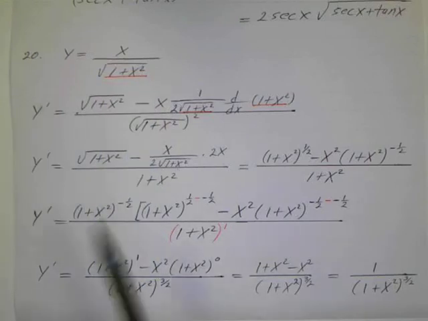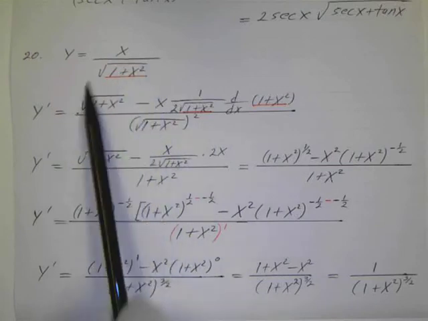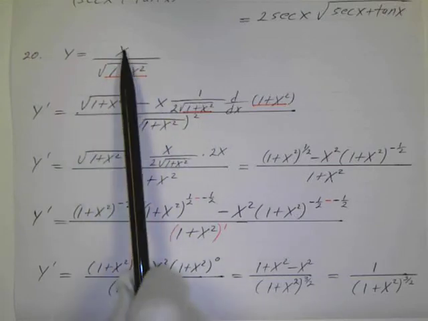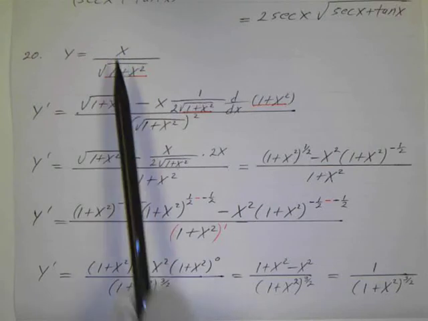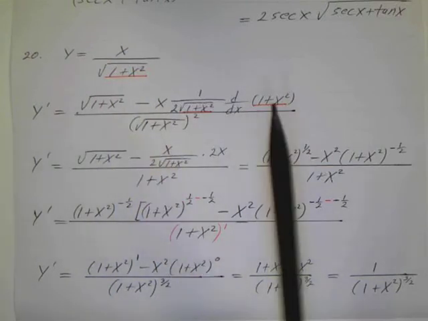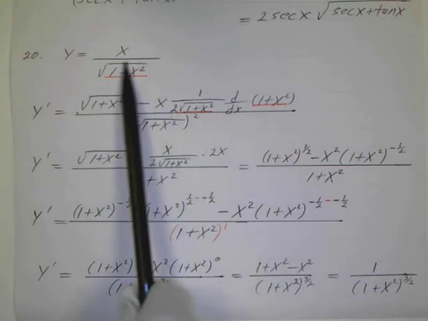So I'm going to use the quotient rule, so it's going to be low d high. So low is just this, the square root of 1 plus x squared, not taking the derivative of that. D high times the derivative of x, and the derivative of x is just 1, so I can just leave that. Less high d low, and this is where it gets a little more complicated. High times the derivative of the bottom.